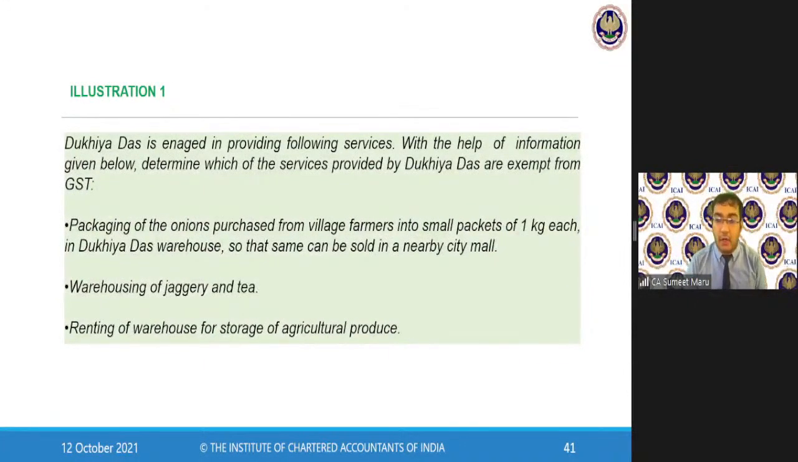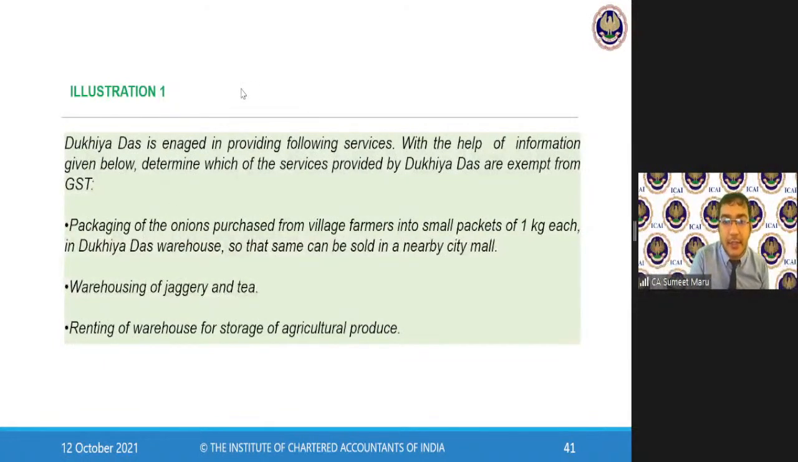Okay, let's take a question given in your study material, and let's check ourselves whether we have learned this absolutely correct or not. Please pay attention. Whenever the institute asks you a question, every question is going to have its own uniqueness in the exam as well, so try to read each and every word very carefully. First, illustration 1. Dukya Das is engaged in providing the following services. With the help of the information given below, determine which of the services of Dukya Das are exempt from GST and which are not exempt from GST.